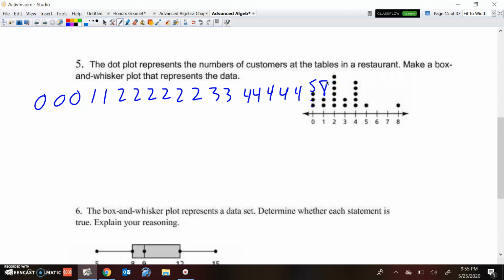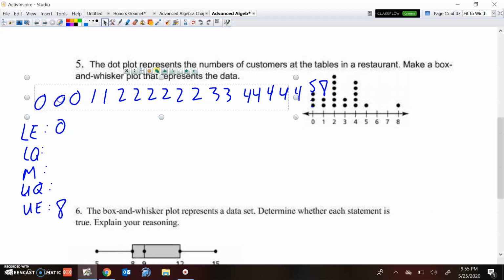The nice thing with a dot plot is it tells you all the data. A box and whisker plot does not do that. So now I want to go ahead and make my 5-number summary: lower extreme, lower quartile, median, upper quartile, and upper extreme. The lower extreme is 0, the upper extreme is 8. Now I'm going to find the middle. There's 1, 2, 3, 4, 5, 6, 7, 8, 9, 10, 11, 12, 13, 14, 15, 16, 17, 18, 19, 20 numbers. So the middle is going to fall right in the middle here.